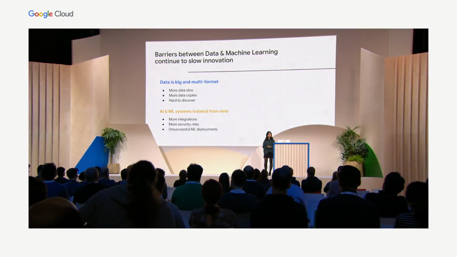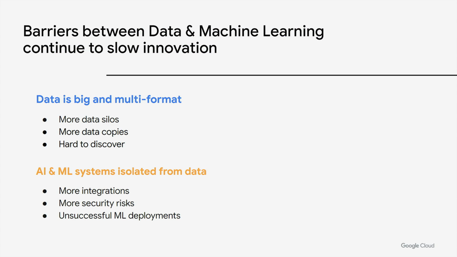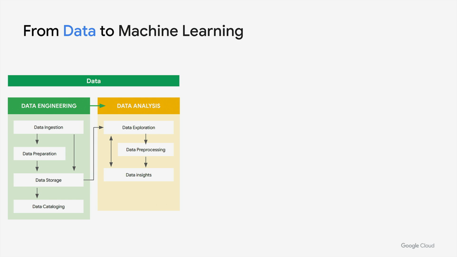So what are the barriers between data and machine learning that we often see with our partners and customers, and even internally at Google, which continue to slow innovation? First, let's start with data. Data is often big and multi-formatted, which means there are many data silos, copies of data, and makes data hard to discover and extract value from. Then, AI and ML systems are often isolated from data, leading to more needs of integration, security risks, and unsuccessful machine learning deployments.